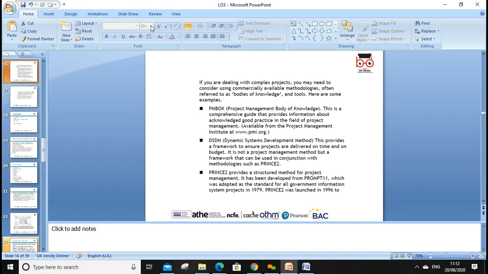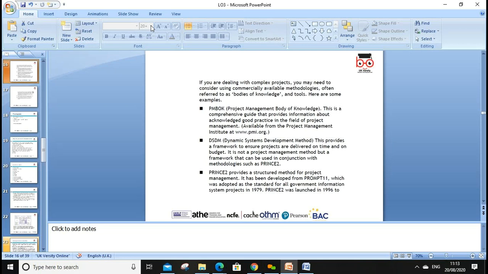What is meant by BMBOQ? It is a body of knowledge. This is the comprehensive guide that provides information about the acknowledged good practices in the field of project management, available on the PMI website.